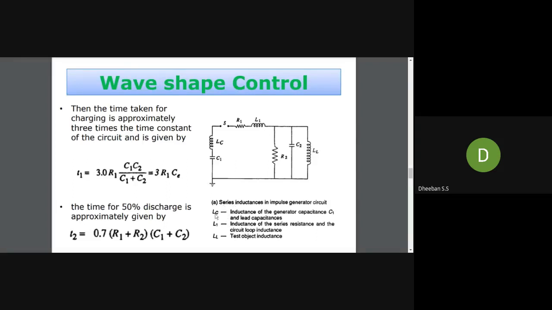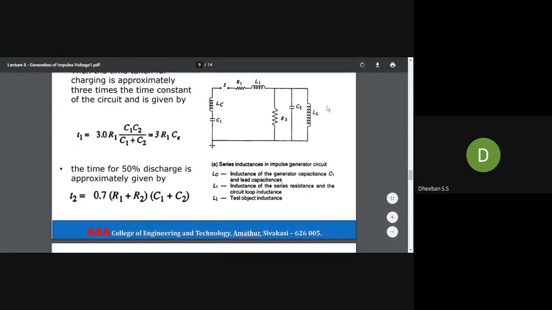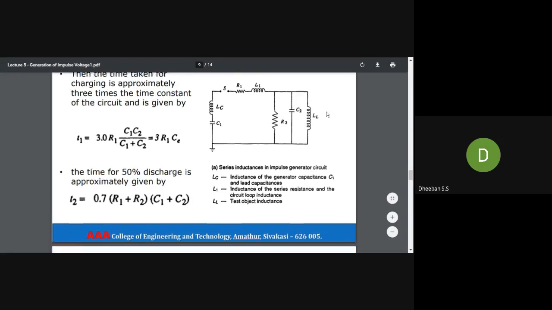So LC is the inductance of the generator capacitance C1 and the lead capacitance. L1 over here is the series resistance and the circuit loop inductance, and L1 is at the test object.